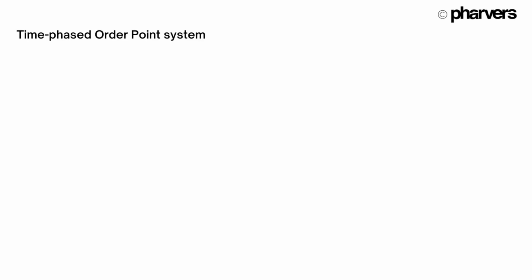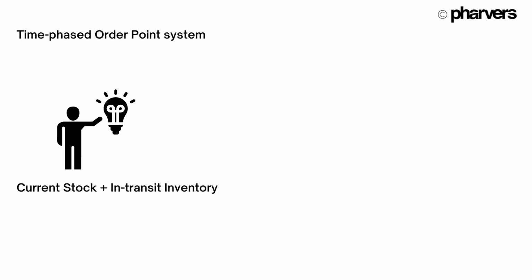Time-phased order point system. In this system, commodity managers do not wait until medicine stock levels fall to a certain point. It's a more proactive system where it checks whether the medicines will fall below the reorder point during the future order period. If the stock in hand, including those in transit, is below the reorder point, then an order is initiated. This system is ideal for those medicines that are slow moving and have irregular demand.